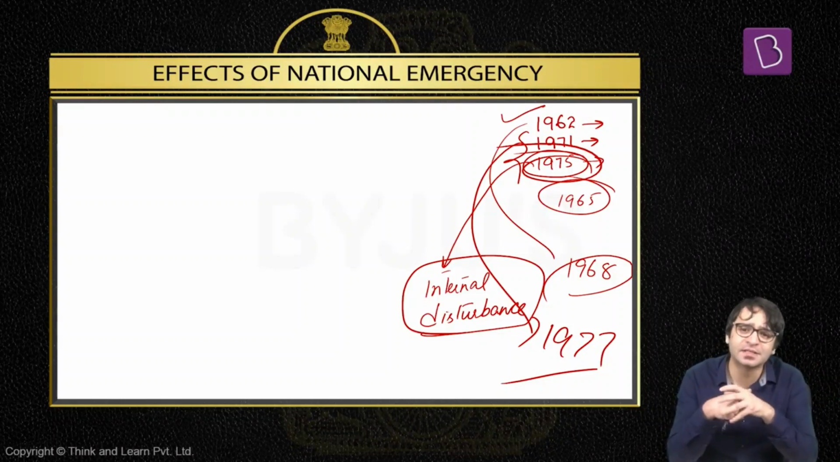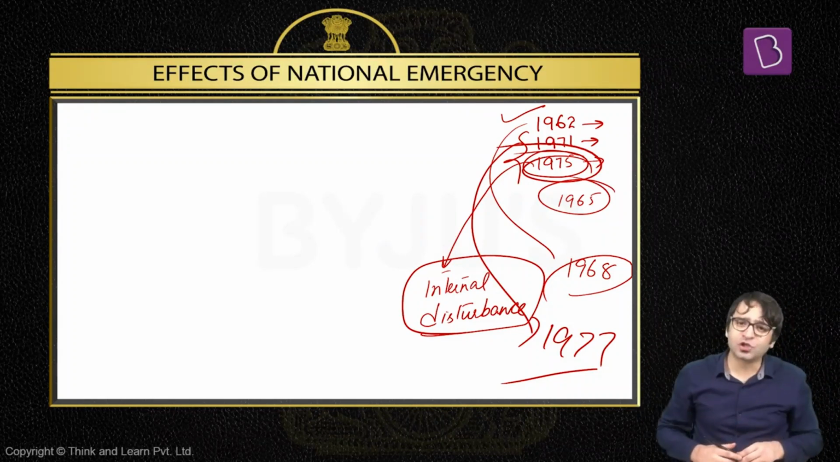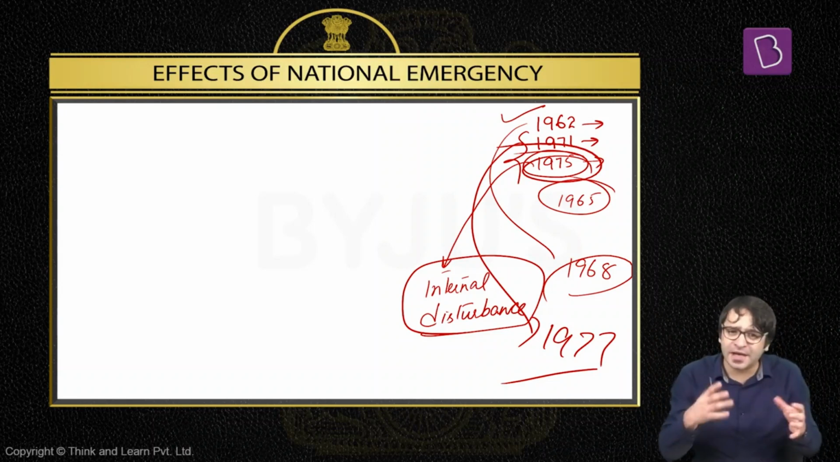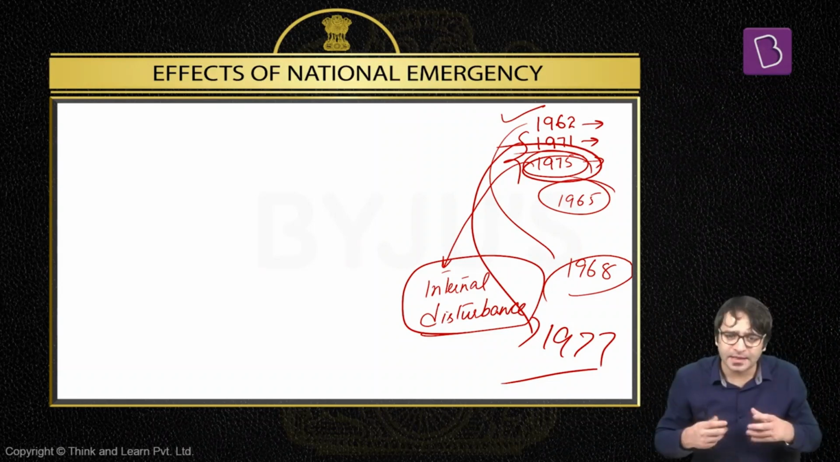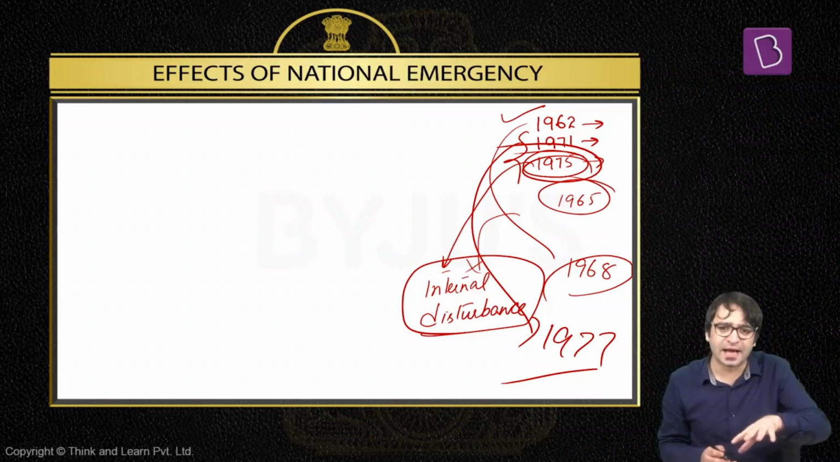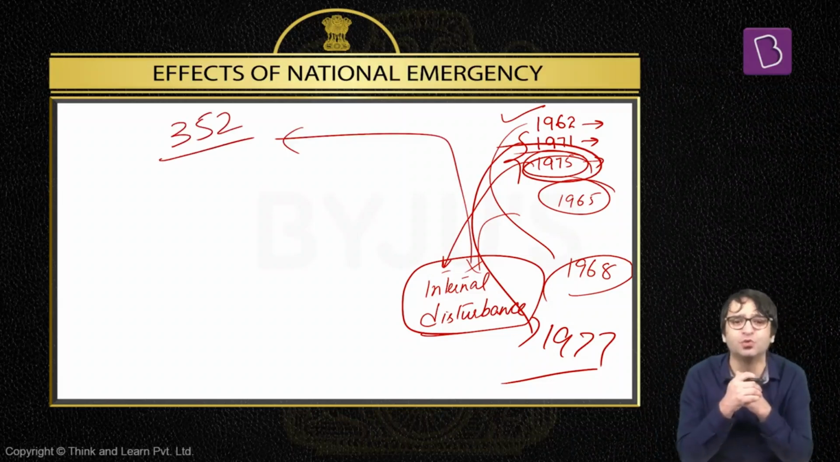This is something that we had discussed when we looked at the Keshavananda Bharati judgment. So she was disqualified by Allahabad High Court. Then in Bihar, Jayaprakash Narayan launched a movement, the Total Revolution Movement or Sampurna Kranti. And it is because of this Allahabad High Court order and because of the JP movement that Indira Gandhi said there is internal disturbance. This internal disturbance was used as a ground for the imposition of national emergency under Article 352 in the year 1975.